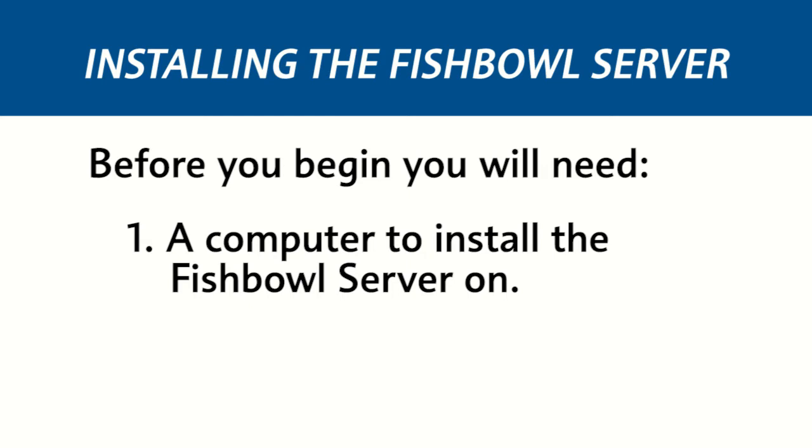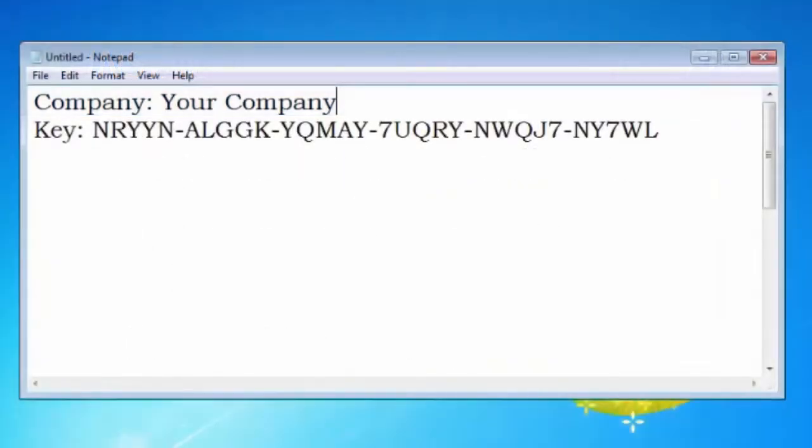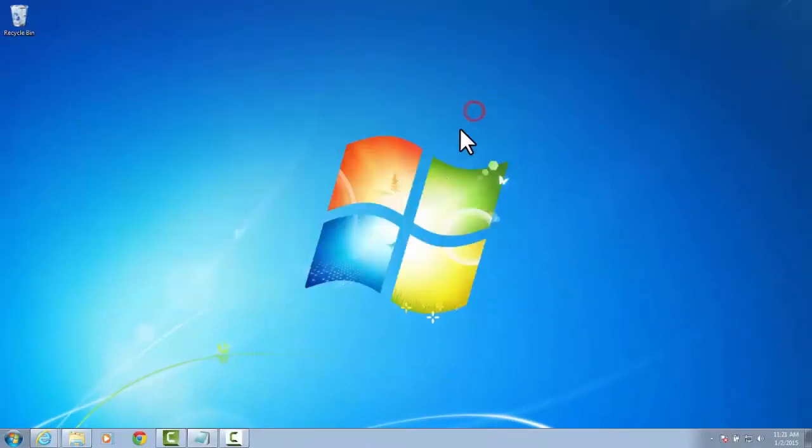So before you install the Fishbowl server, you need to make sure that you're installing this on a computer that will always be running the Fishbowl server whenever you want anyone working in Fishbowl. The second thing you need is a license key. I've got my license key here in Notepad. You'll probably be getting yours in an email. You'll just need to have this with you when you're going to be installing the Fishbowl server.